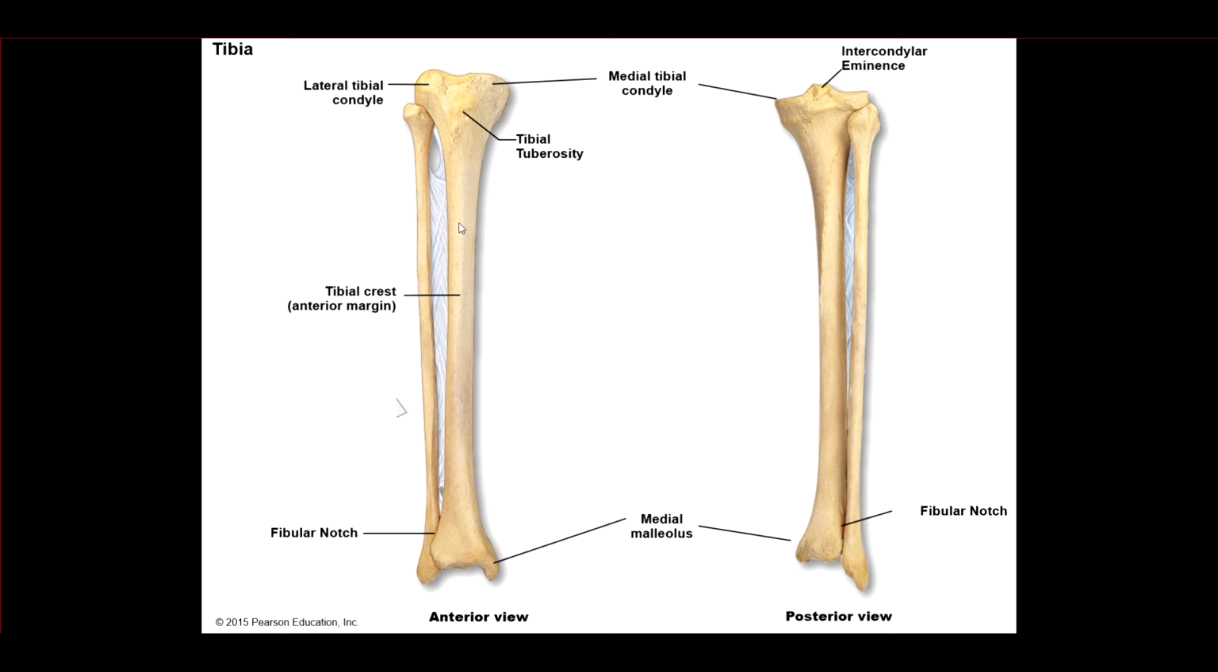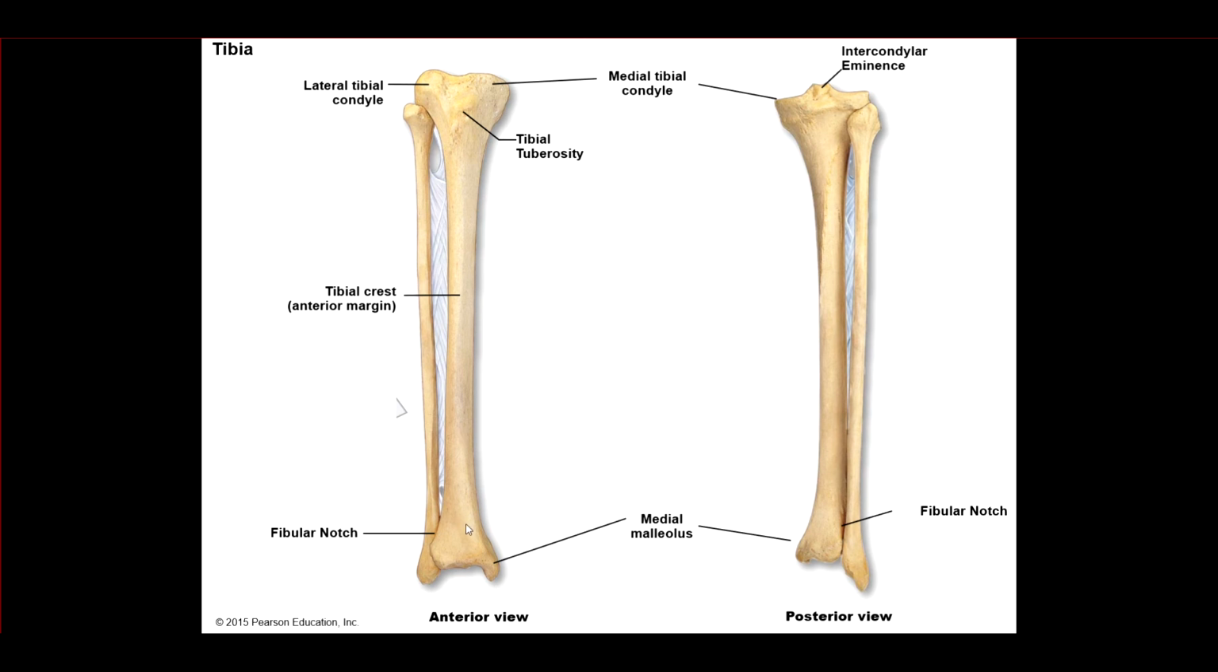The long part of the tibia here is the shaft, but the shaft is actually pointy in the front. It actually comes down to a point. This is known as the tibial crest, or you can call it the anterior margin. Right? By the tibia being more narrow in the front, it actually gives it more strength to help support our body weight.